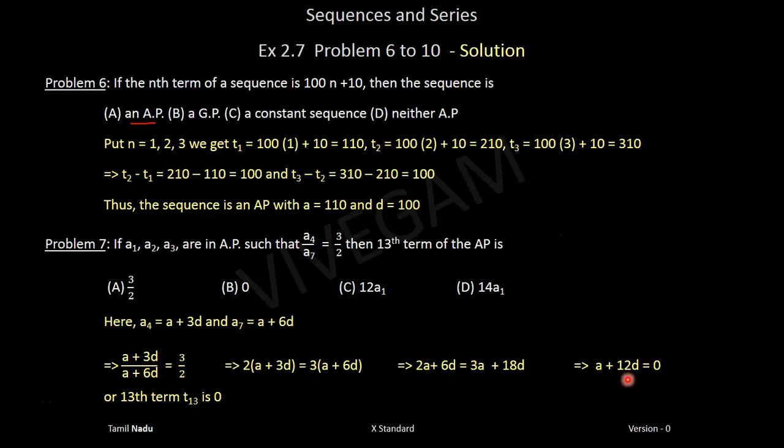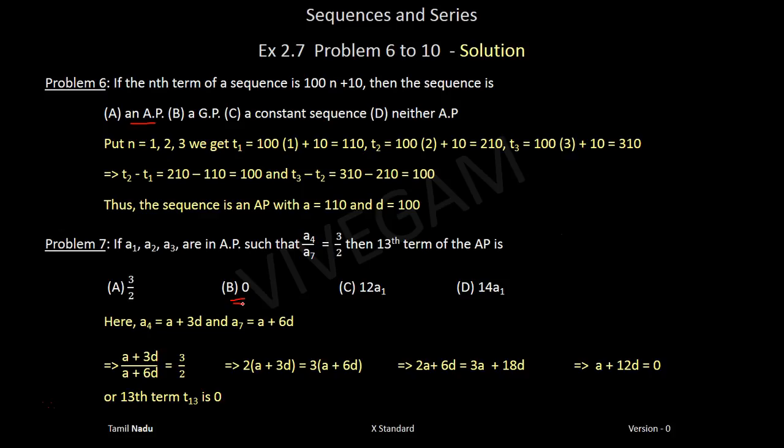A plus 12D is nothing but the 13th term. T13 is A plus 13 minus 1, that is 12D. That is what we are asked to find, right? So the 13th term T13 is 0. So the option for us in this case is 13th term is 0. So B is the option.